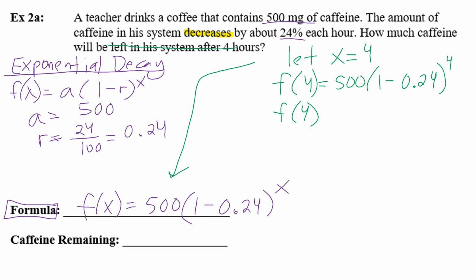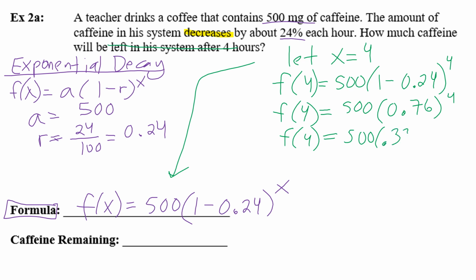On the right, we're going to do parentheses first. So 500 parentheses. We have 1 minus 0.24. That's going to give us 0.76. Still raised to the 4th. Okay, again, another line, f of 4 equals, we still haven't done the exponent, so we're going to do 0.76. Raise that to the 4th power. So we're going to have 500 parentheses, and that's going to give us 0.3362176.